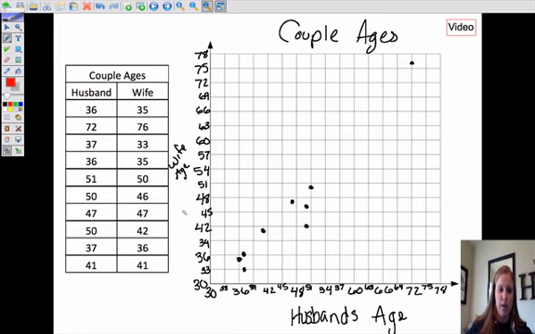So why don't you pause the video and make sure you have all those points plotted. It looks like we have one little outlier here, and we'll talk about that. But I wanted to get some practice in just making scatter plots for this first video. So get that done, and then in class we'll talk about what does this mean, and what do we know about these couples after plotting these points.